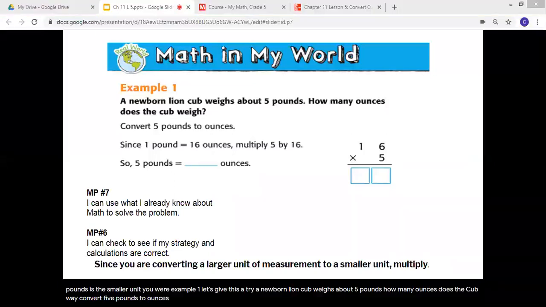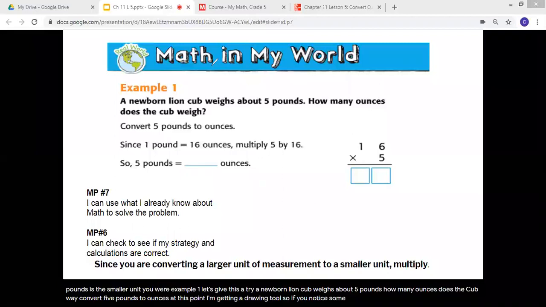At this point, I'm getting a drawing tool. So if you notice some pauses in the speech, that's what I'm doing. I'm trying to set up the screen so that I can do the math with you.